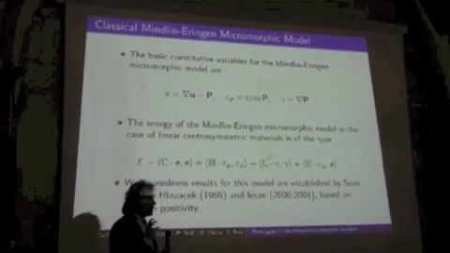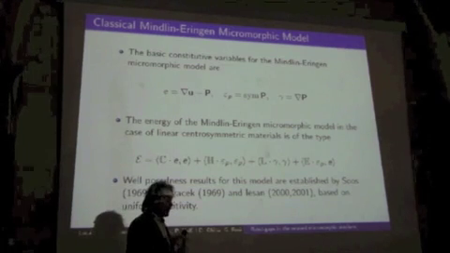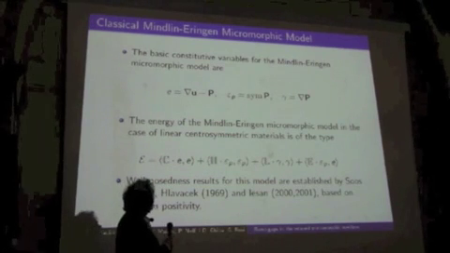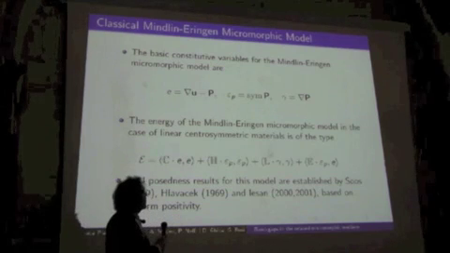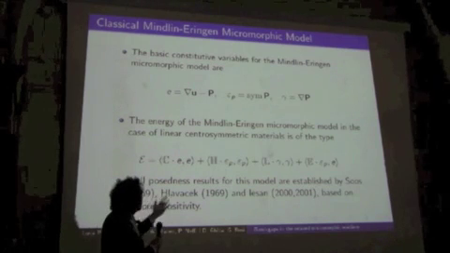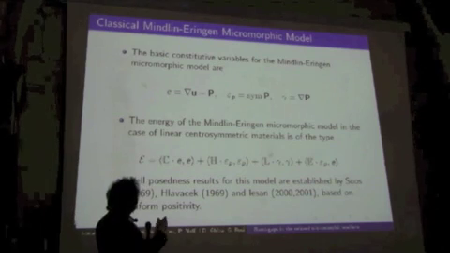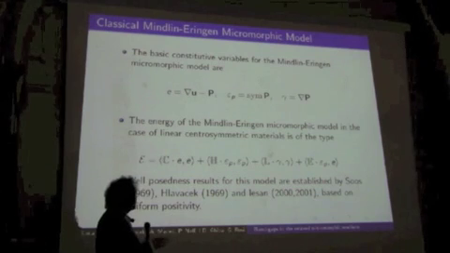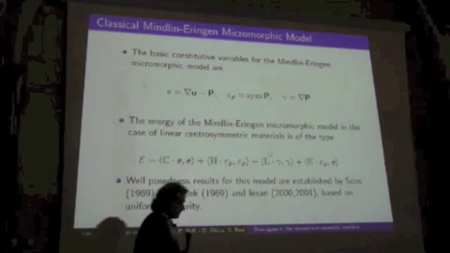In the classical Mindlin-Eringen micromorphic model, the basic constitutive variables are those that you can see in the first line, and the energy of the Mindlin-Eringen micromorphic model, in the case of linear centrosymmetric materials, is of this type. For this energy, well-posedness results are established in the literature, and these results are based on uniform positivity.